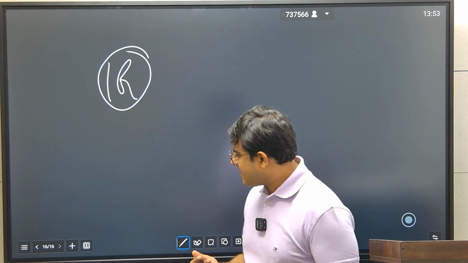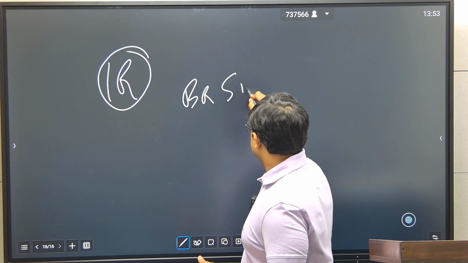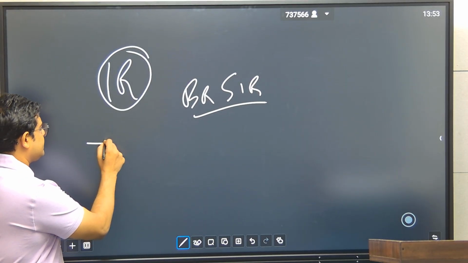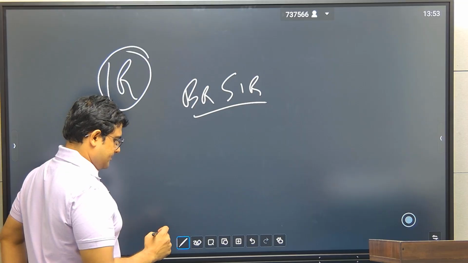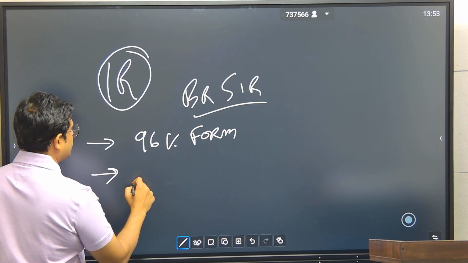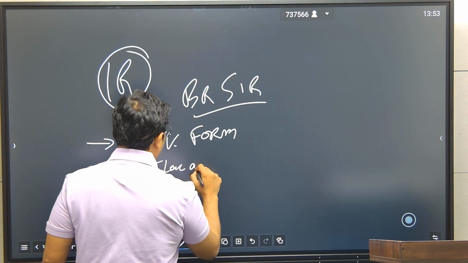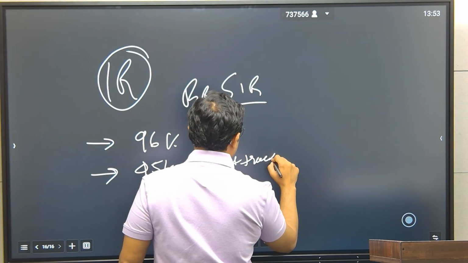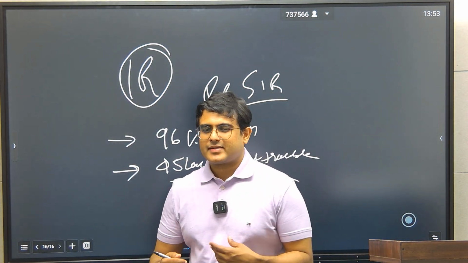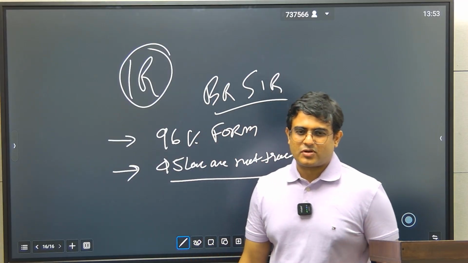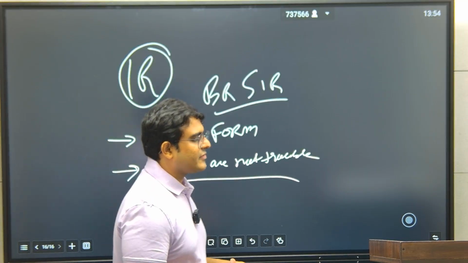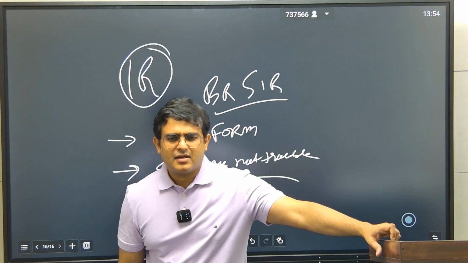Yes, some data regarding the Bihar SIR. The data has been released by the Election Commission recently. About 96% of the people have filled the form. 45 lakh people are not traceable, that is, either they are dead, they migrated, etc. So 96% have filled, 45 lakh is not traceable. This is the data as of now. Let's see how the special intensive revision unfolds. Hope things are taken into consideration.